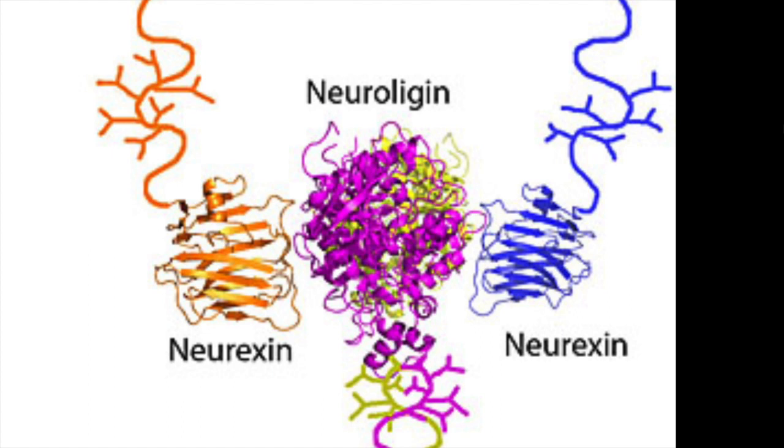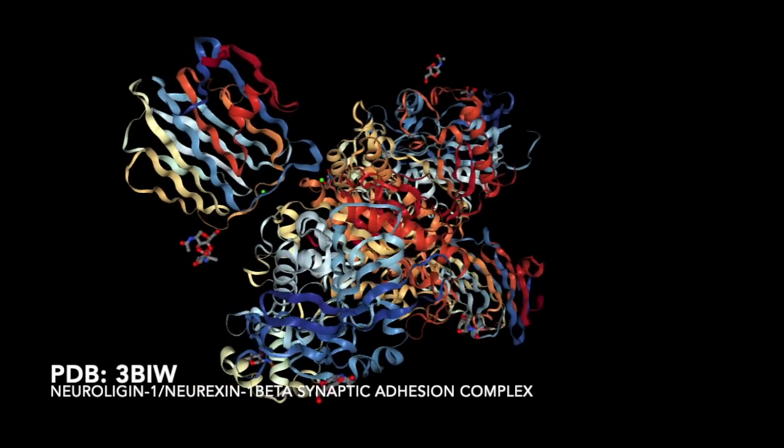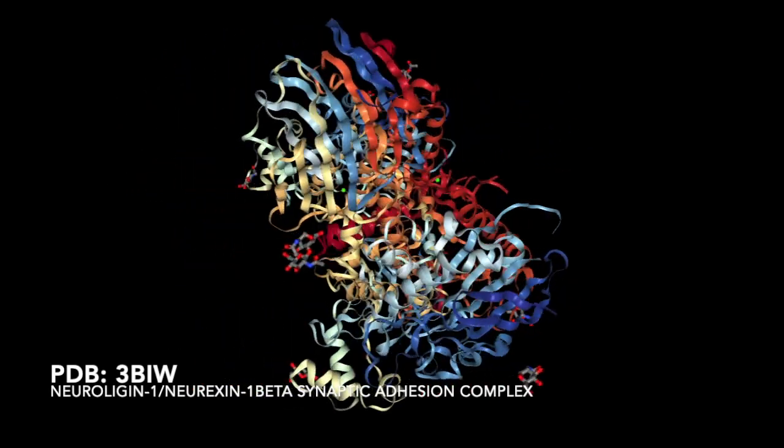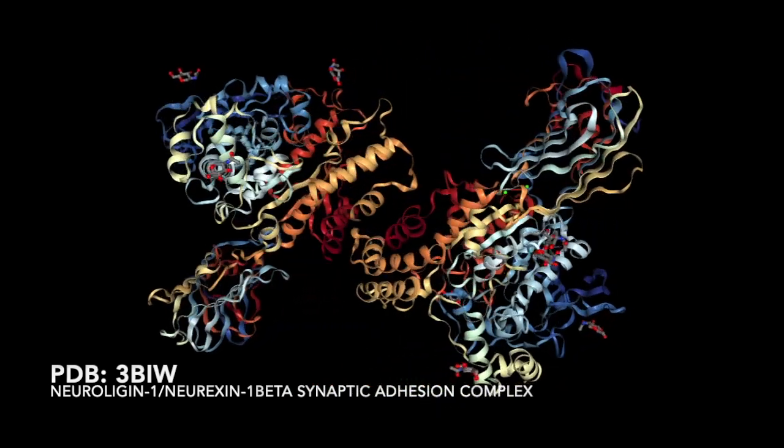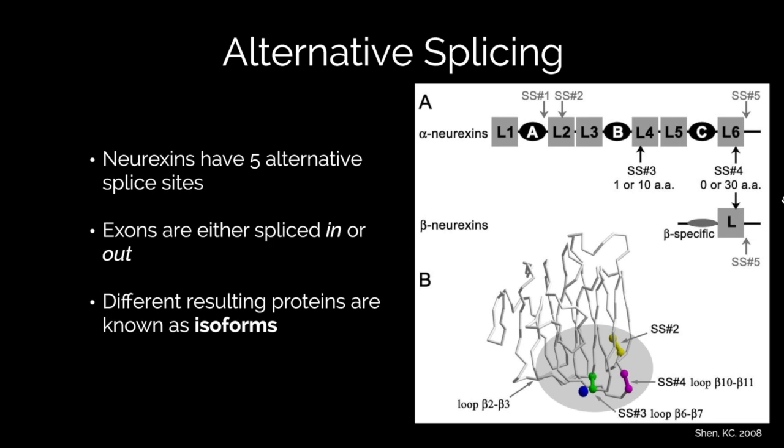We will explain how alternative splicing and mutations of the protein lead to small structural changes which modulate synapse formation. Neurodevelopmental disorders are tied up with these small structural changes, making the study of Neurexin alternative splicing a promising area of research. Neurexins have 5 alternative splice sites.